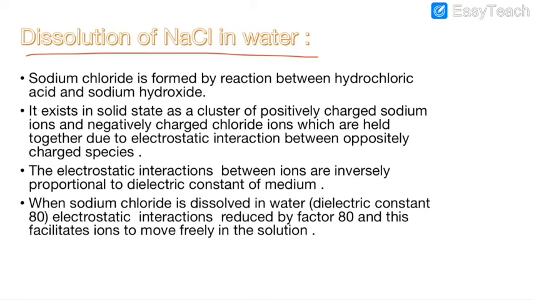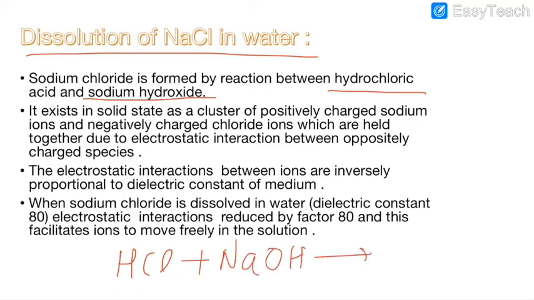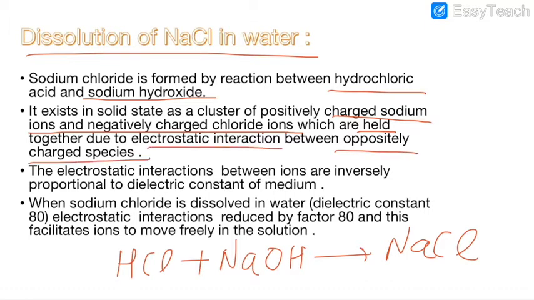Dissolution of NaCl in water. Sodium chloride is formed by reaction between hydrochloric acid and sodium hydroxide. The reaction can be written like this: HCl reacts with NaOH to give NaCl, sodium chloride. It exists in solid state as a cluster of positively charged sodium ions and negatively charged chloride ions, which are held together due to electrostatic interactions between oppositely charged species.